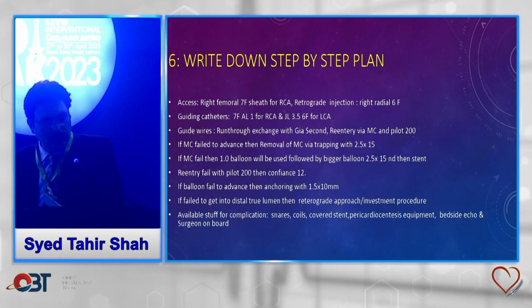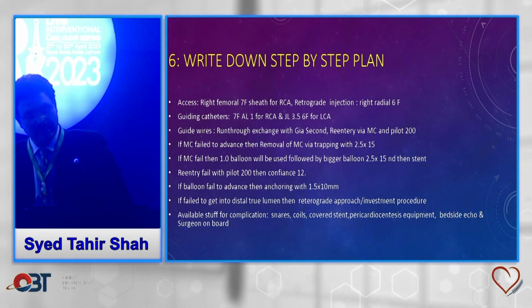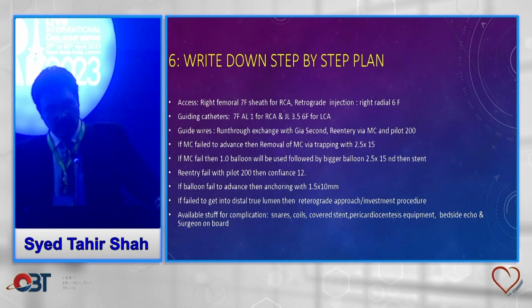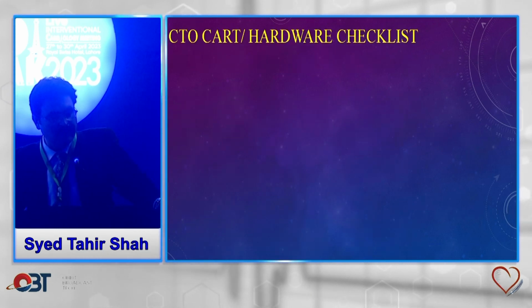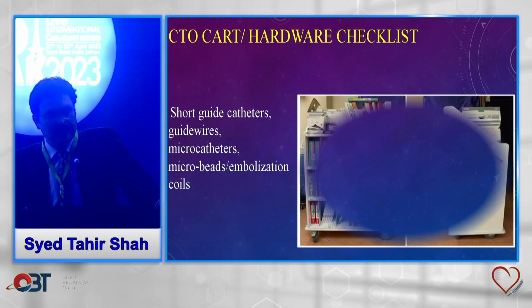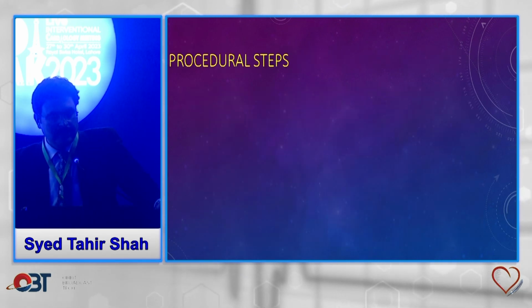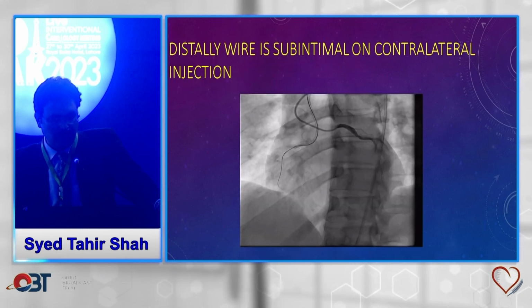If this fails, retrograde approach, and be prepared for complications: snares, coils, everything available, and pericardiocentesis. One should be ready for pericardiocentesis in such cases. Bedside echo should be available. This is the card already mentioned, so I wouldn't waste the time. We'll go, and this is antegrade, retrograde. What I did, I will show my case, final result if possible.